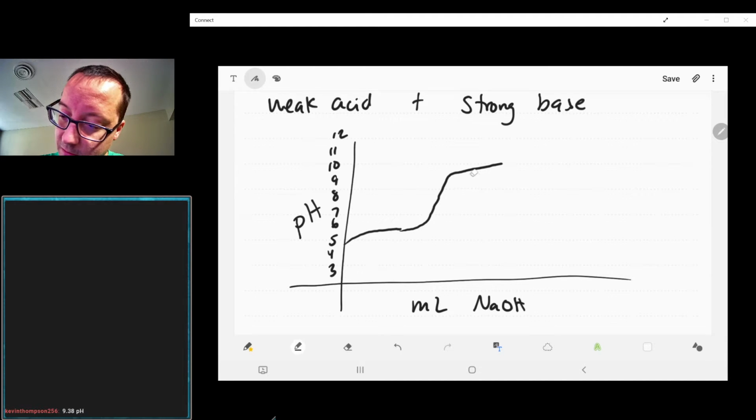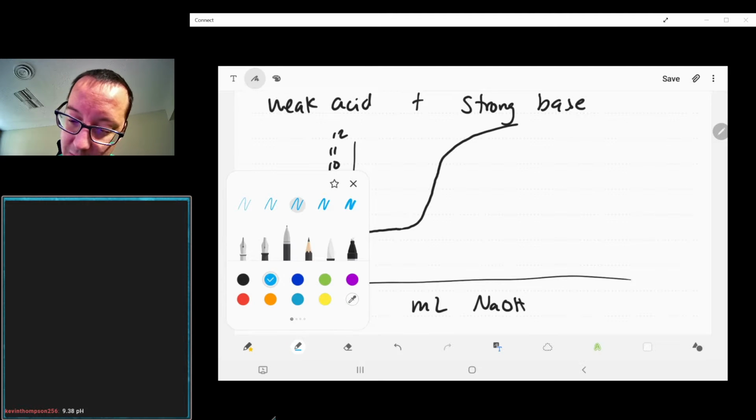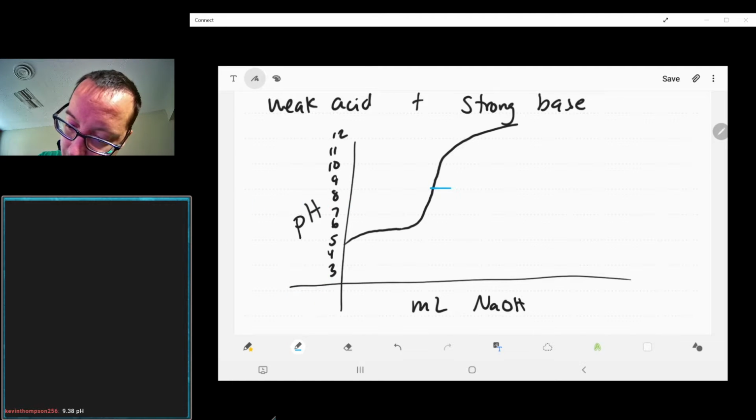And actually, hold on, I did that kind of poorly, but that's kind of what the graph is going to look like. Notice a couple of things about this. Our equivalence point, roughly there, kind of the inflection point of this graph, is going to be a bit higher than pH 7. And let's look at that, and let's look at why.